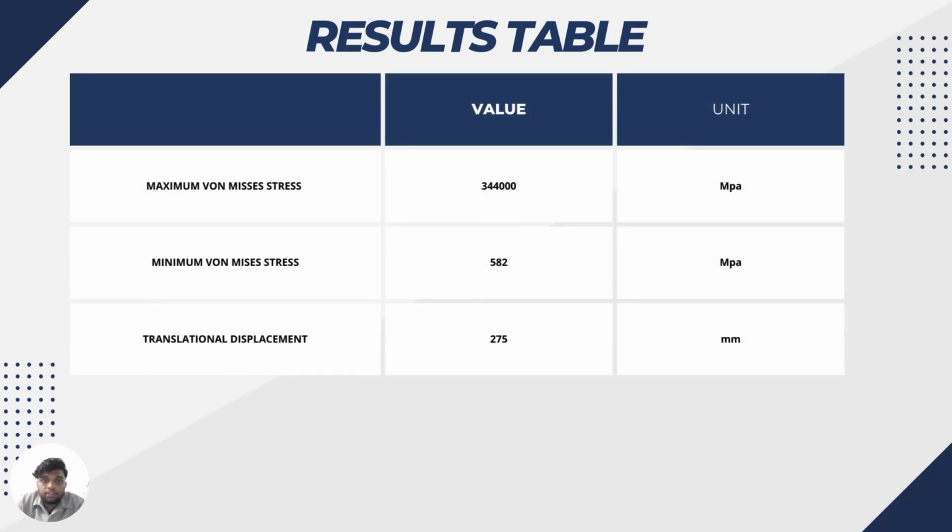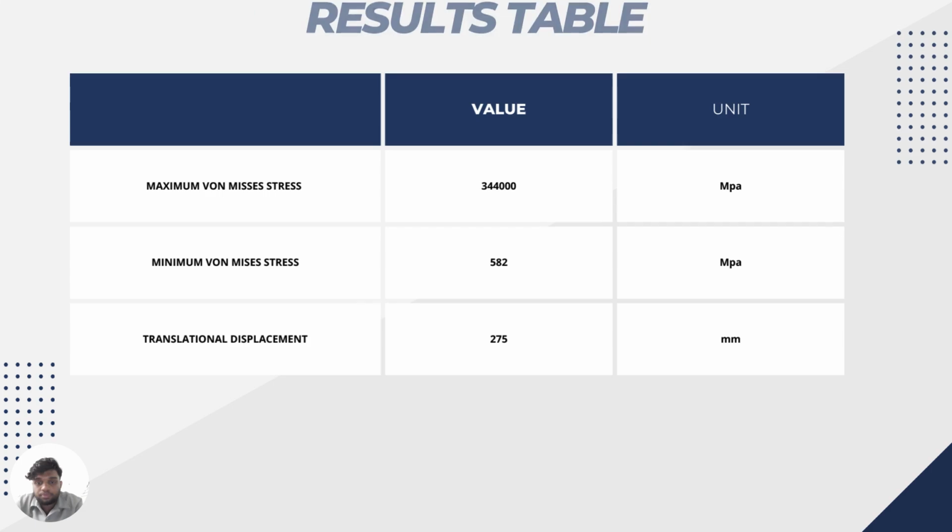Okay, these are the results gained from the data or drawing before: maximum von Mises stress, minimum von Mises stress, and translation displacement. On the left-hand side, we can see the values. On the right-hand side, we can see the units used to measure the certain parameters.